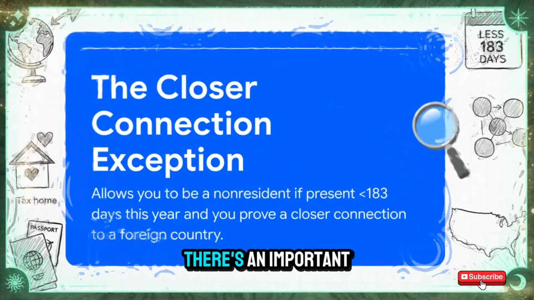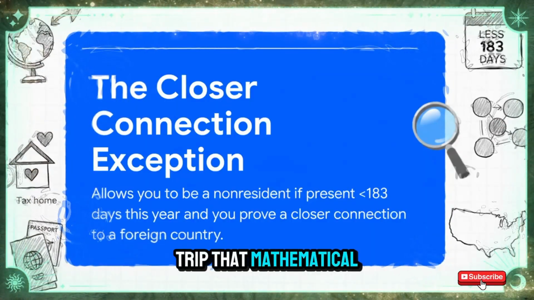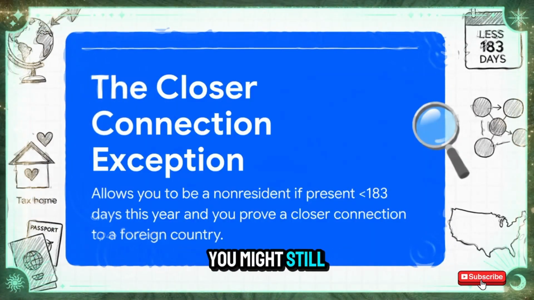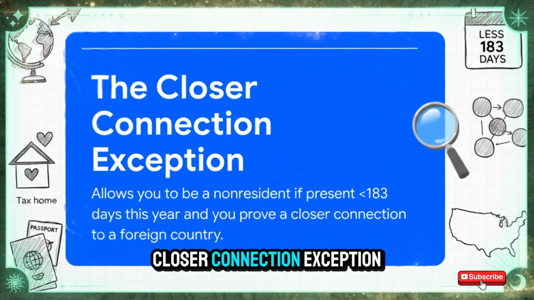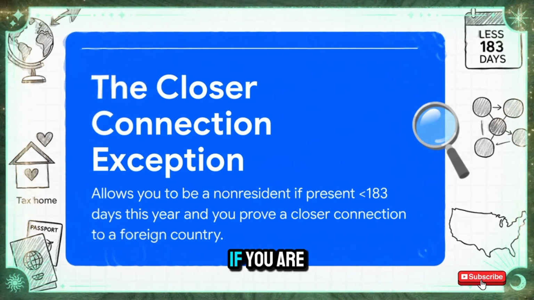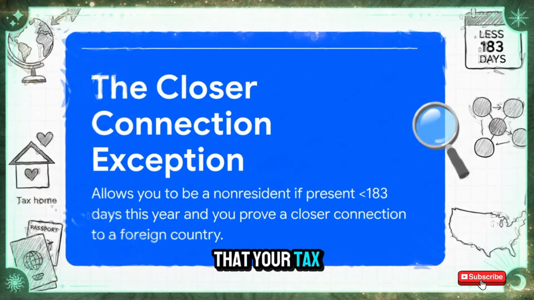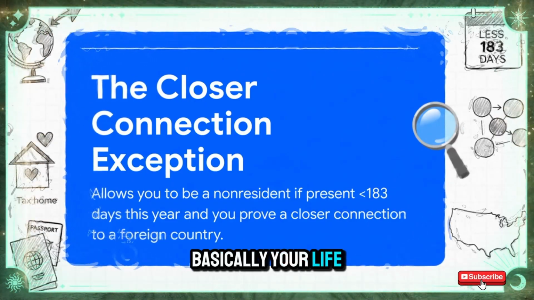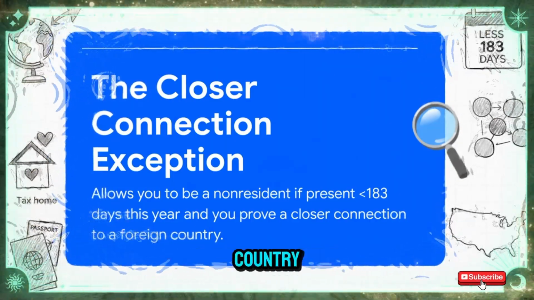But wait, there's an important escape hatch. Even if you trip that mathematical wire, you might still avoid being a tax resident. It's called the closer connection exception. If you are in the US for less than half the year, you can argue that your tax home, basically your life's center of gravity, is still firmly planted in another country.